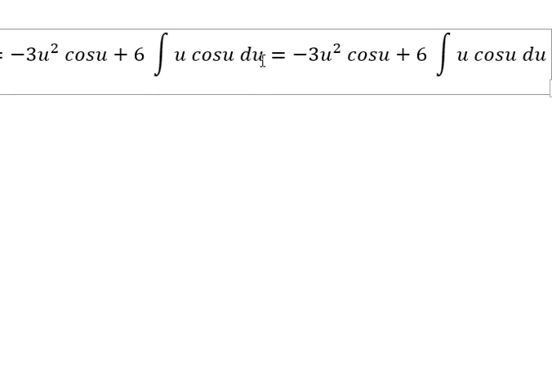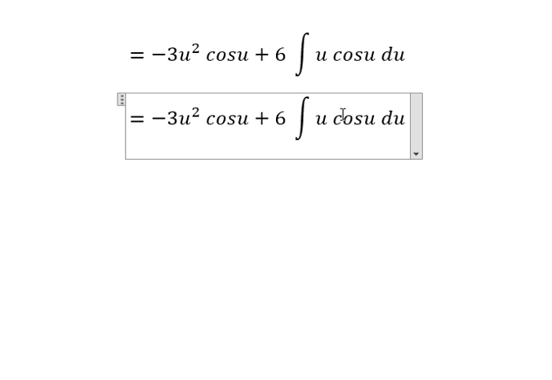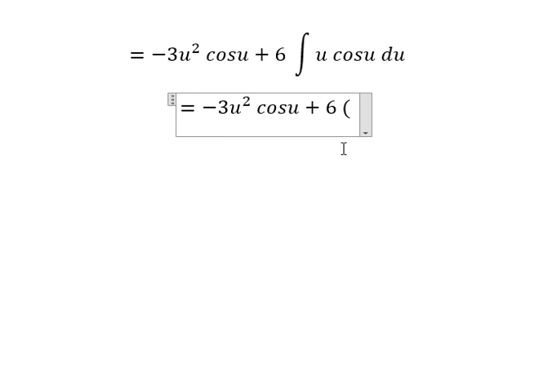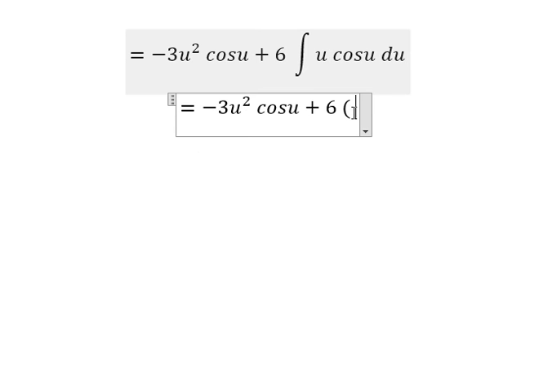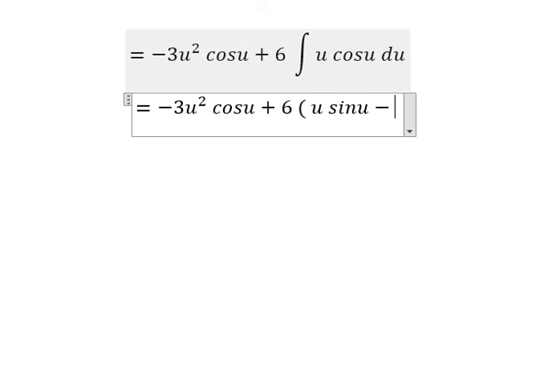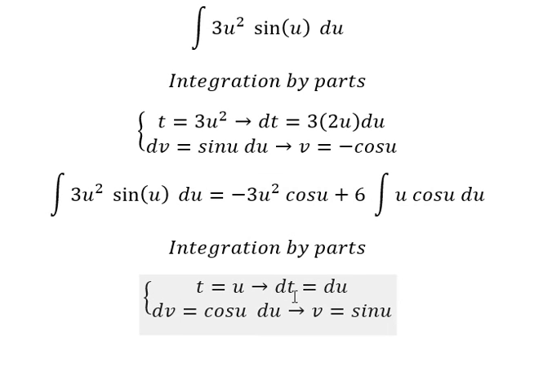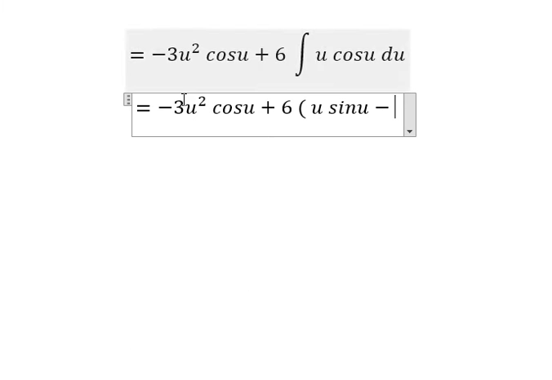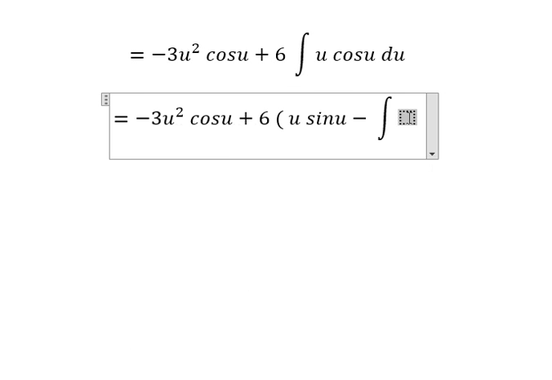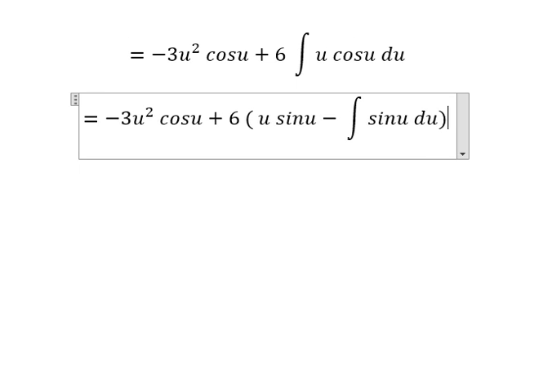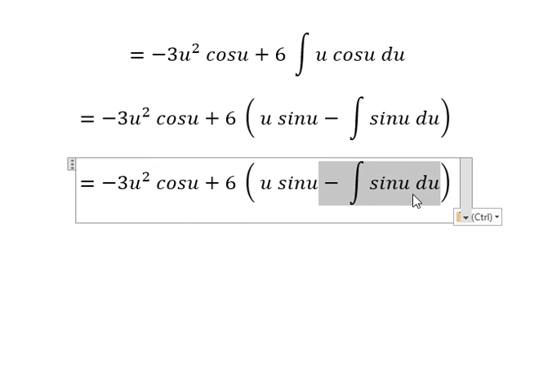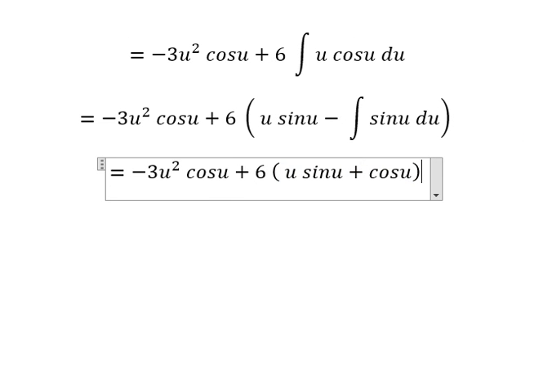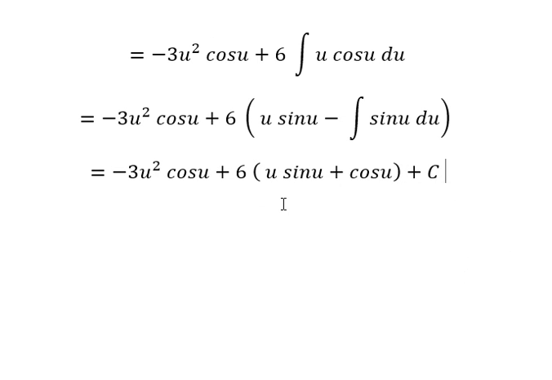So in this situation, we have u multiplied by sine u, minus we have dt multiplied by v. So we have the integration of sine u du. So the integration of this one is cosine u, and I will put c.